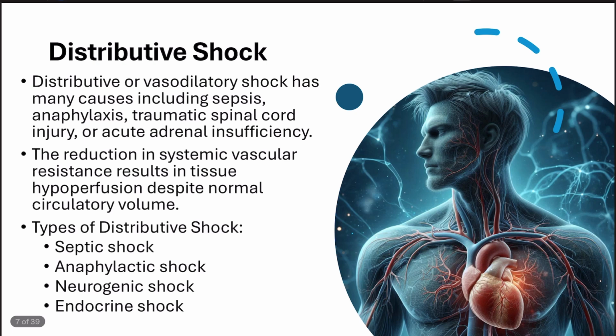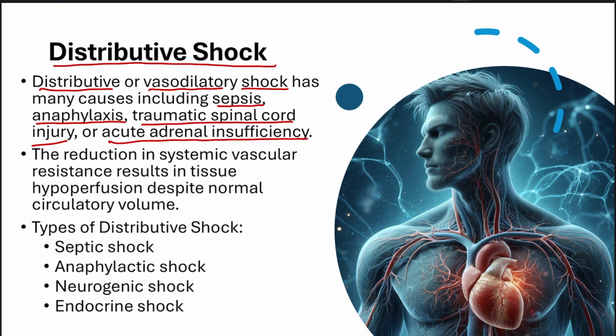Now let's discuss the third variety, that is distributive shock. Distributive shock is also called vasodilatory shock. It can be due to the following reasons like sepsis, that is infection, anaphylaxis, traumatic spinal cord injury, or endocrine reasons like acute adrenal insufficiency. Here there will be a reduction in the systemic vascular resistance, which leads to tissue hypoperfusion despite the normal circulatory volume. What happens is, there will be vasodilatation, and because of this vasodilation there will be decrease in the systemic vascular resistance.